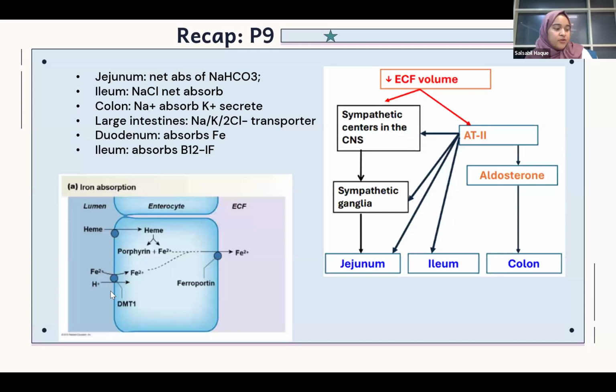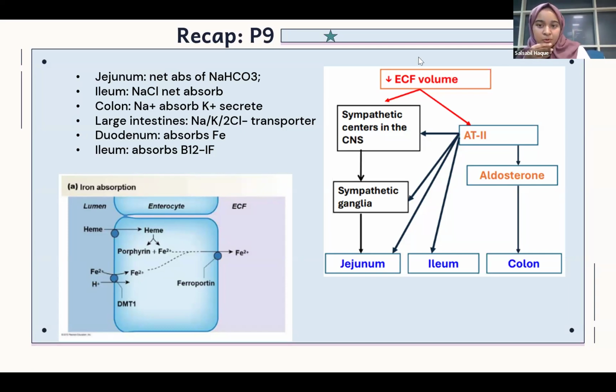So now, can you tell me, if I want to give a person with iron deficiency iron, should I give ferric or ferrous sulfate? Ferrous, perfect, because it can be directly absorbed through DMT1, which will increase absorption and the efficiency of the drug or the supplement, right? Okay. So this is something you can go over in your own time.